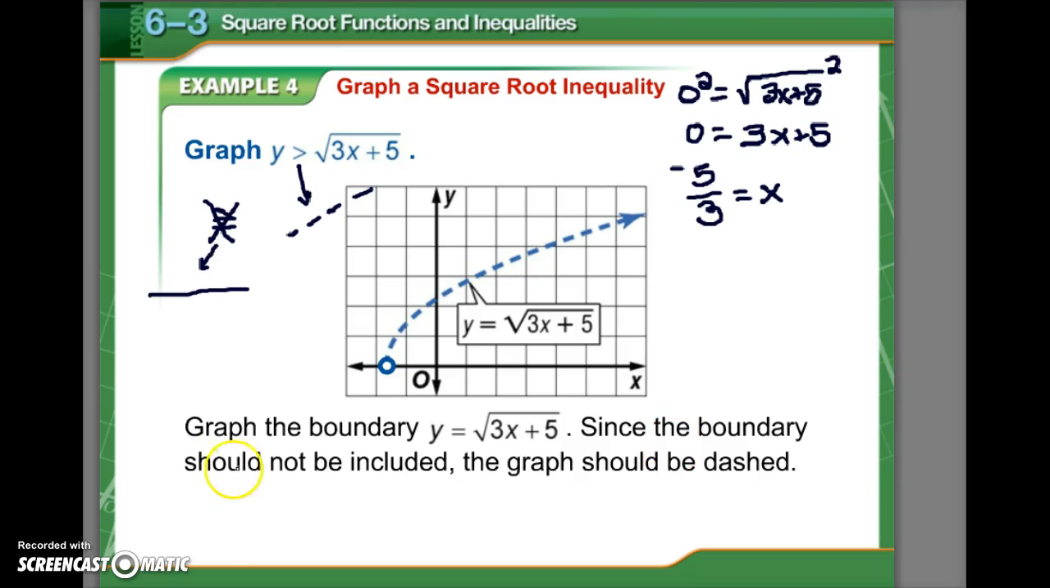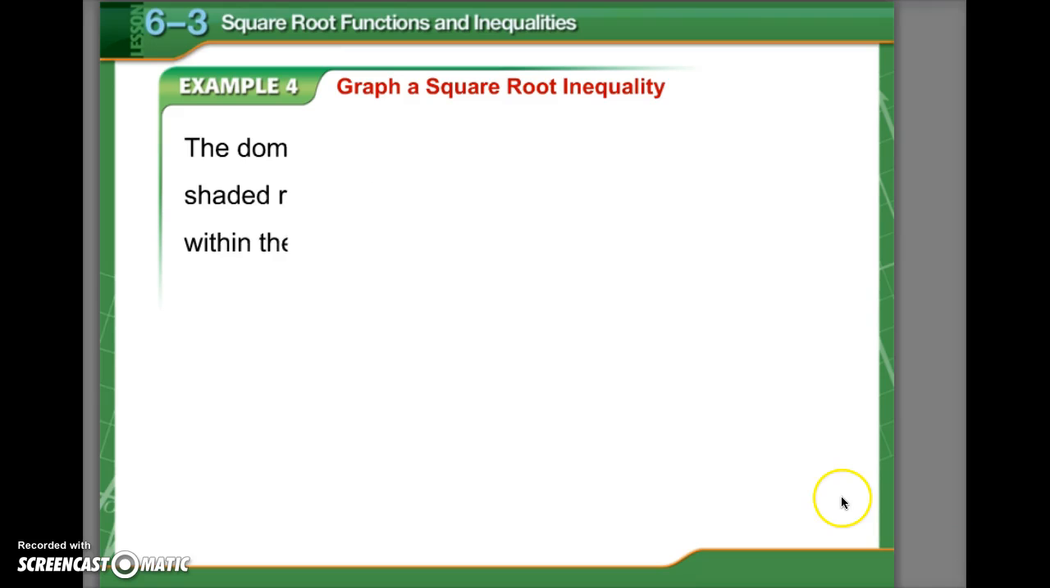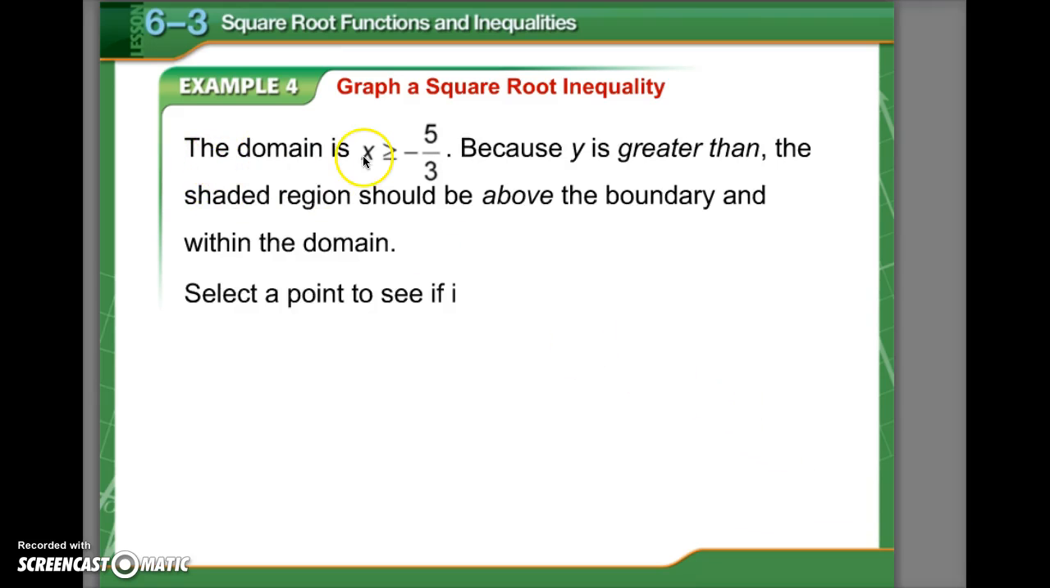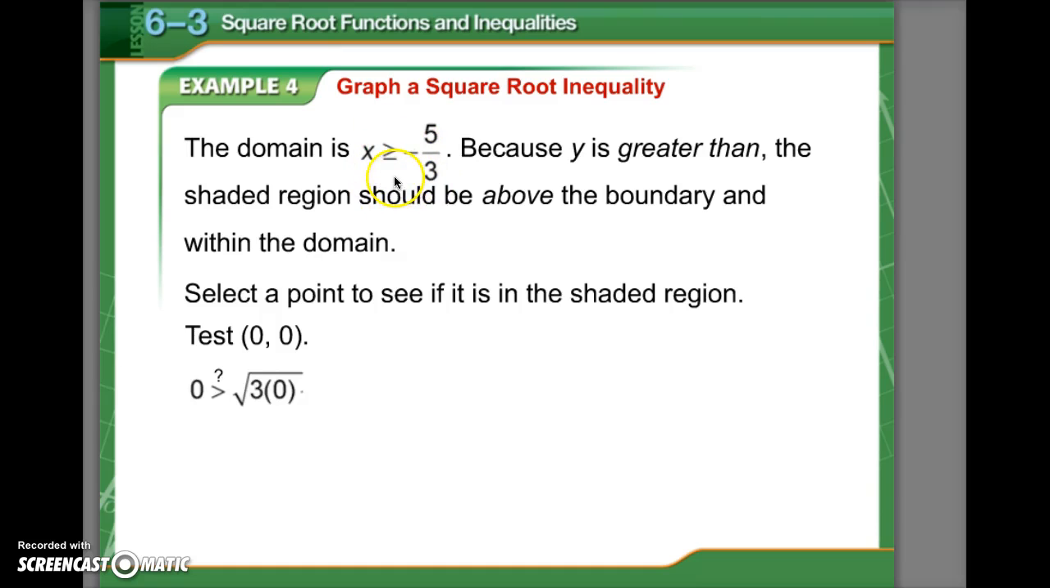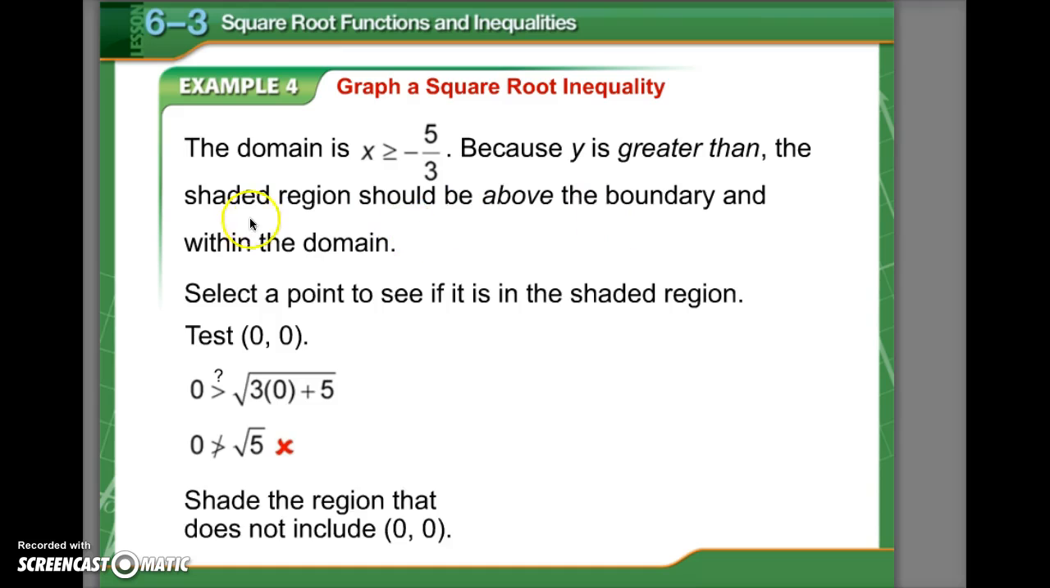So here we go. Since the boundary should not be included, it's not included because there's no equal sign on here. The graph should be dashed or dotted. The domain, again, is anything greater than or equal to -5/3. That was where we found when y is greater than, the shaded region should be above the boundary. And then you can take a point and figure out if it's in the region.